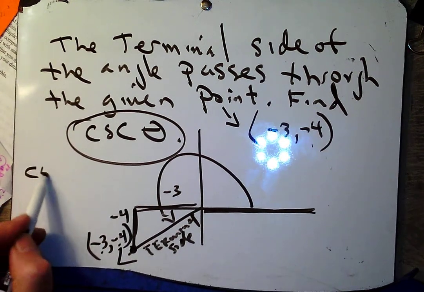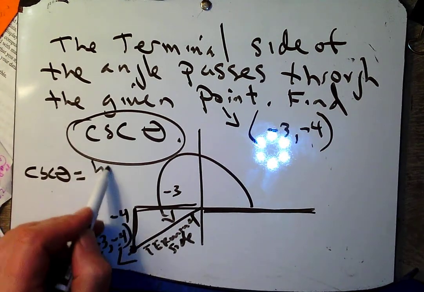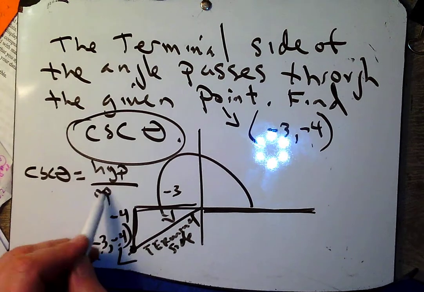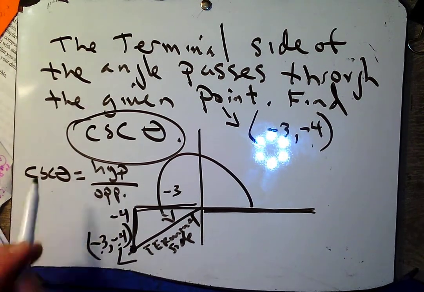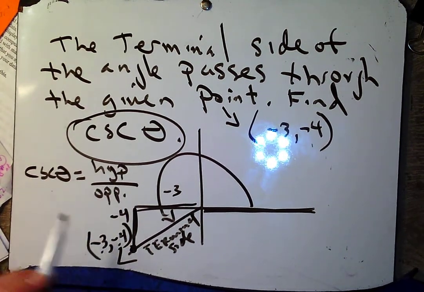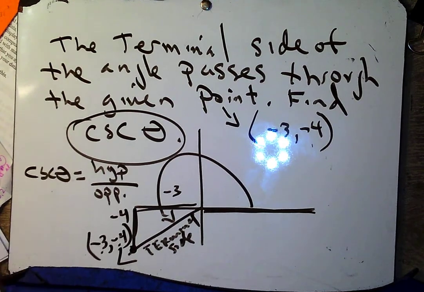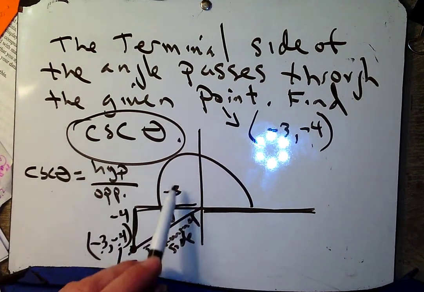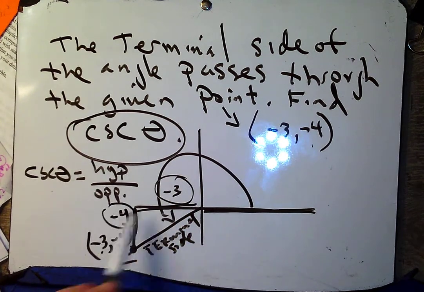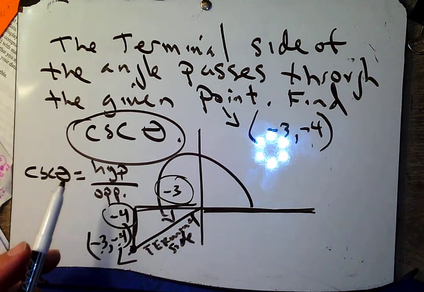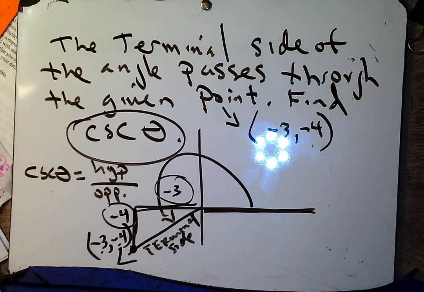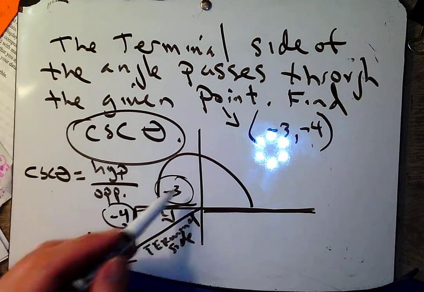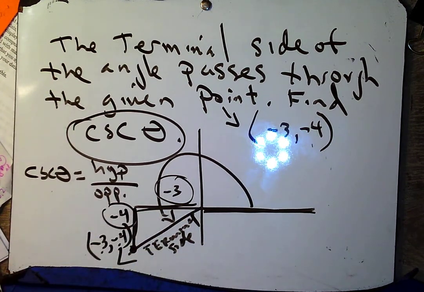Well, I know that cosecant theta is hypotenuse over opposite. I can't use the fact that cosecant is 1 over y. That only works on the unit circle. When we're not on the unit circle, and I know we're not on the unit circle because we can't have any values bigger than 1, or smaller than -1. And these are definitely smaller than -1.